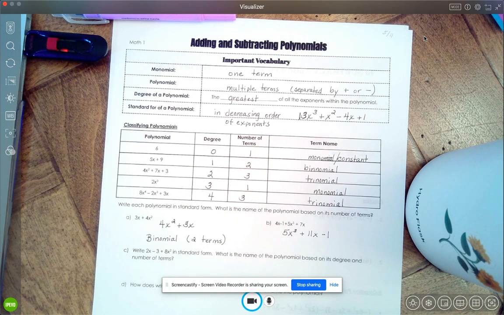That is in standard form. The degrees goes from highest to lowest. Even though this is a third degree, and then I don't have a second degree. If I don't have anything, I'm not going to put anything there. And this is a trinomial.